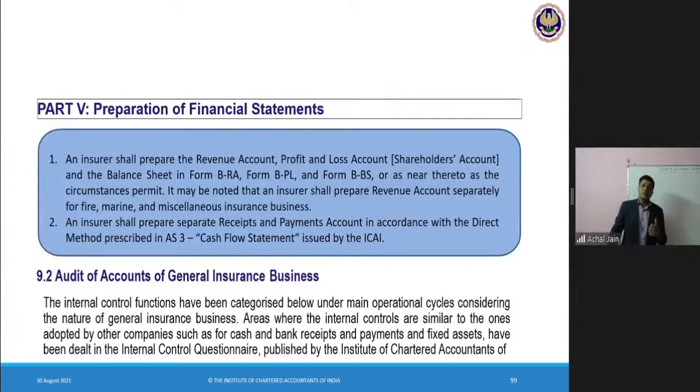Let's think about some of the audit procedures which will change. Can you tell me some of the audit procedures which would be different for a general insurance company's premium as compared to a life insurance company's premium? The difference would be in respect of those areas wherein there are differences in the regulatory requirements.